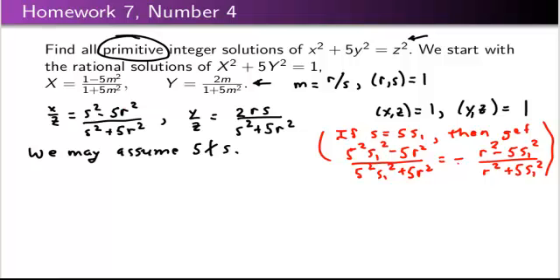So let's go ahead and assume that 5 is not a divisor of s, and then calculate the GCD. So we want to see if the right-hand sides in these two expressions are relatively prime. So I have to calculate the GCD of these two numbers. And then you do a similar thing for this one here. I'll just do one of these.